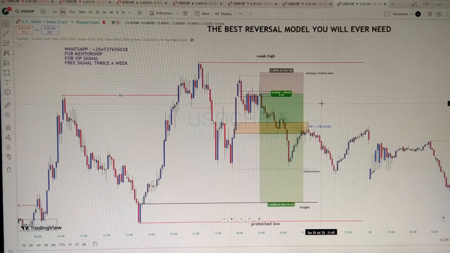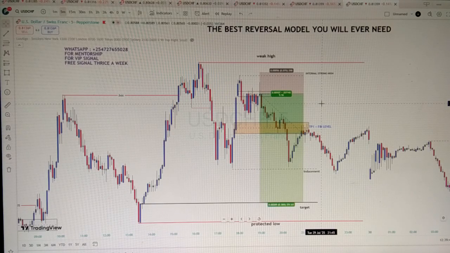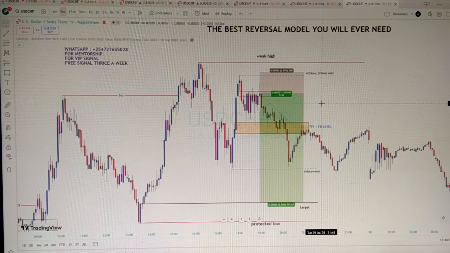So today I'll be talking about the best reversal model you'll ever need to become profitable. As I said earlier, you can trade the trend, that's when you're following the trend, but you have to know how to trade reversals, guys. The first thing to trade reversals, you have to know where the market is going.